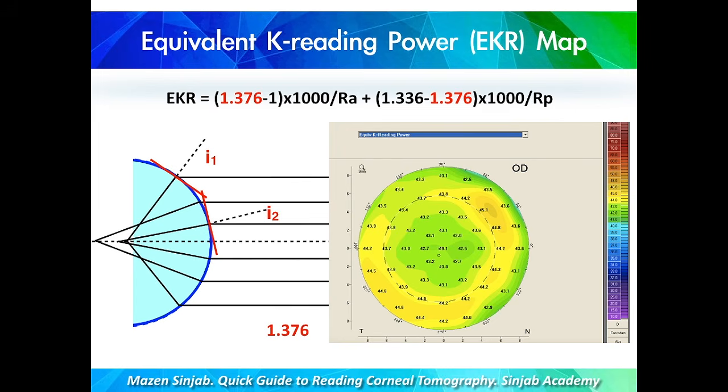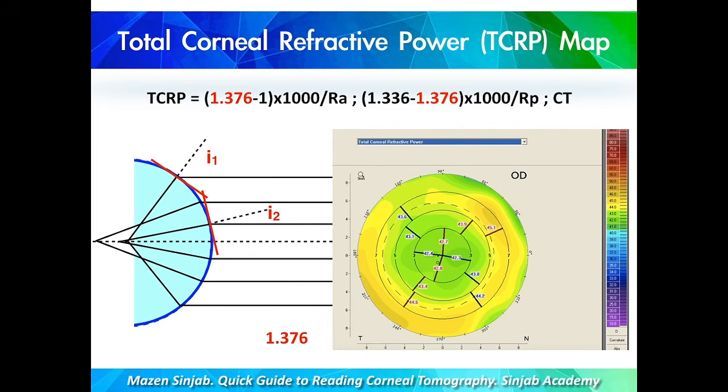Also, this power map takes into consideration both surfaces, and it takes into consideration the spherical aberration because it uses Snell's law or ray tracing. In addition, it uses the real index of refraction of the cornea, which is 1.376. And finally, the total corneal refractive power map, which takes into consideration the anterior surface, posterior surface, and corneal thickness. So it takes into consideration corneal thickness, and it uses the true or the correct index of refraction, which is 1.376, and uses ray tracing or Snell's law in measurement.